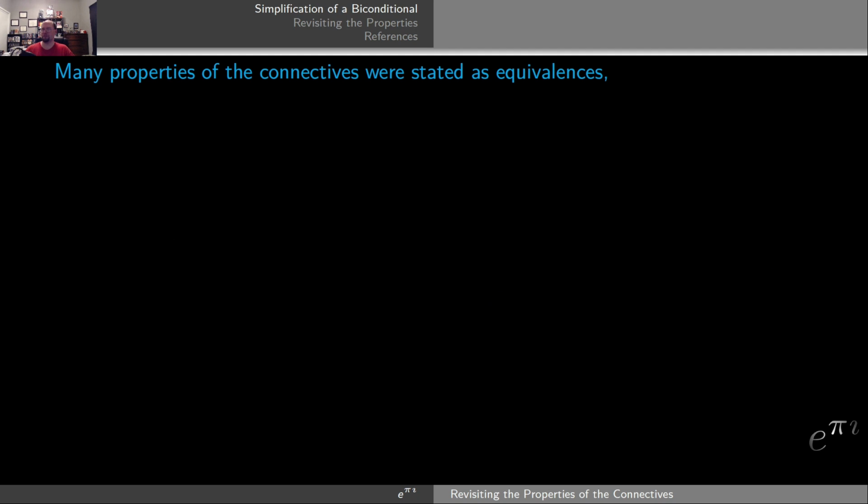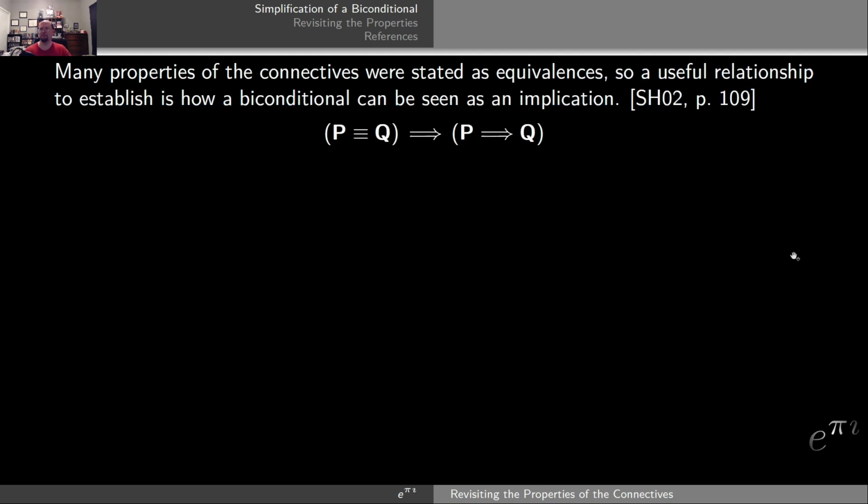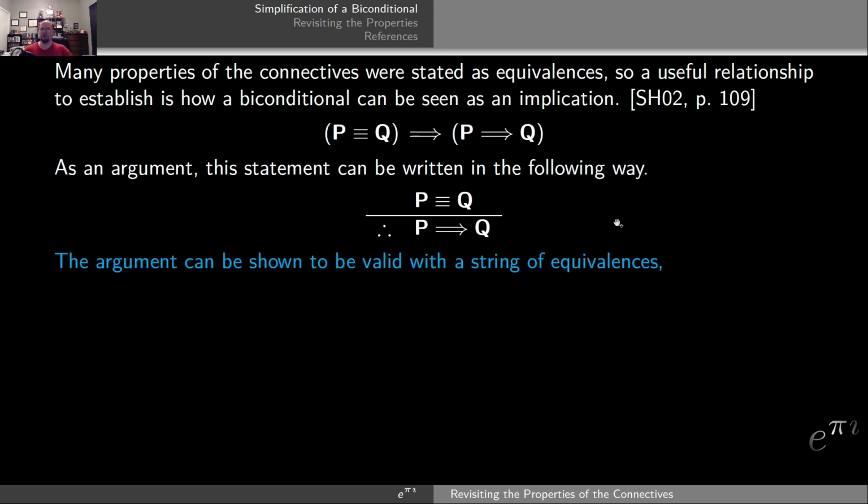Many properties of the connectives were stated as equivalences, so a useful relationship to establish is how a biconditional can be seen as an implication. Specifically, if you have that P is equivalent to Q, this implies that P implies Q. As an argument, this statement can be written in the following way. That is, the premise will be P is equivalent to Q, therefore the conclusion is P implies Q. This argument can be shown to be valid using a string of equivalences.